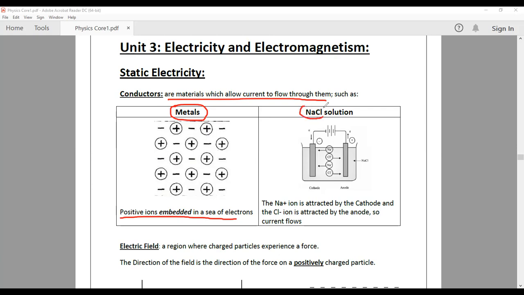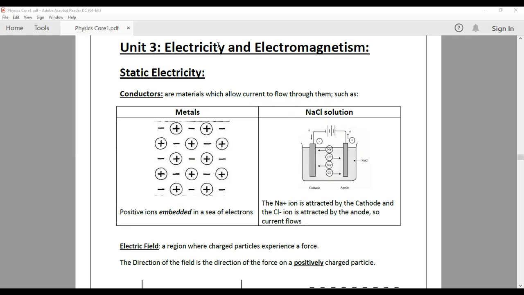And also the sodium chloride solution here. The sodium is a positive ion, so it will go to the cathode, and the chloride is a negative ion, so it will go to the anode. So as you can see here, the current will take place normally as if they are one unit. So here we are talking about conductors, for example metals and sodium chloride solutions.